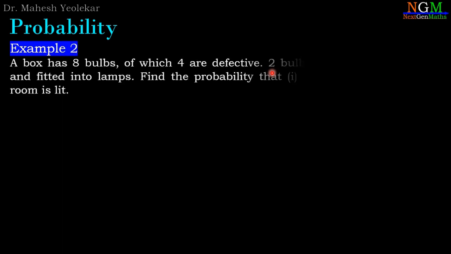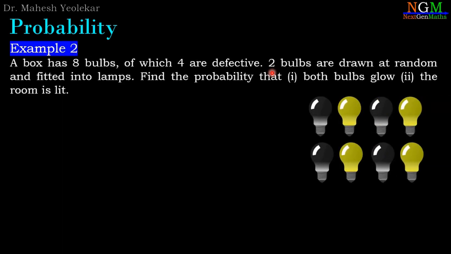Example 2. A box contains 8 bulbs of which 4 are defective. 2 bulbs are drawn at random and fitted into lamps. Find the probability that both the bulbs glow and, second, that the room is lit.